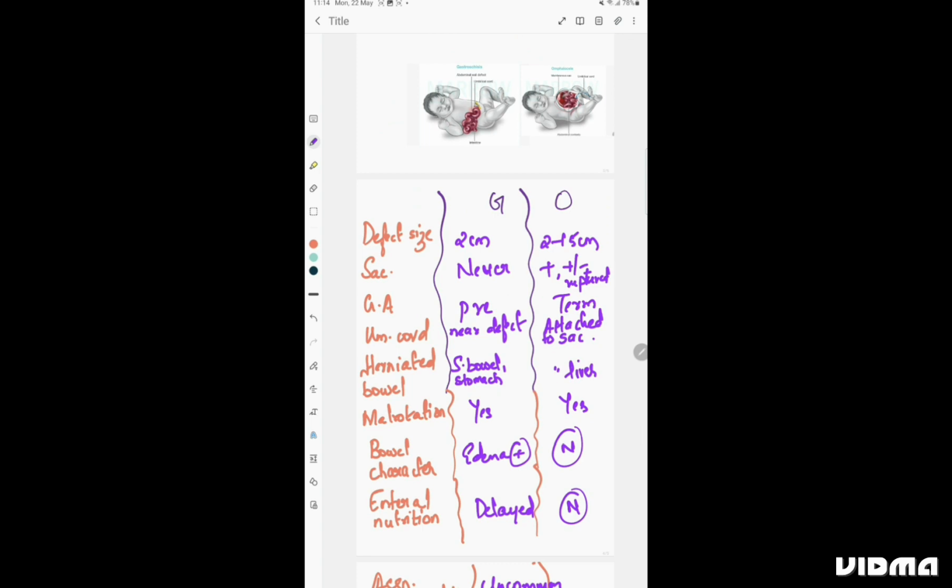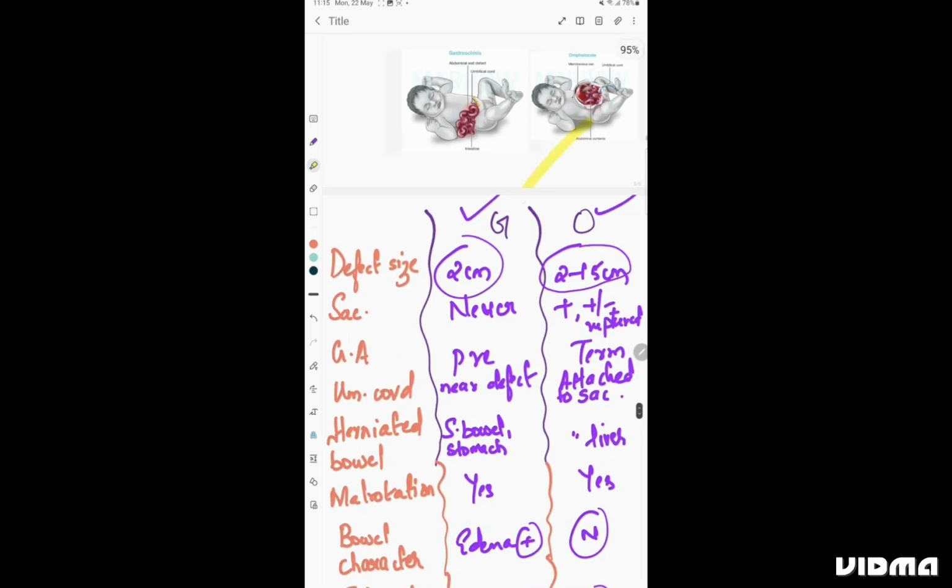Now let's learn about a few differences between gastroschisis and Omphalocele. Okay, in gastroschisis, the defect is very small. It's about 2 cm, whereas Omphalocele is about 2 to 15 cm. How do you memorize that? Omphalocele has an E in it, right? Think of an elephant, which is big.